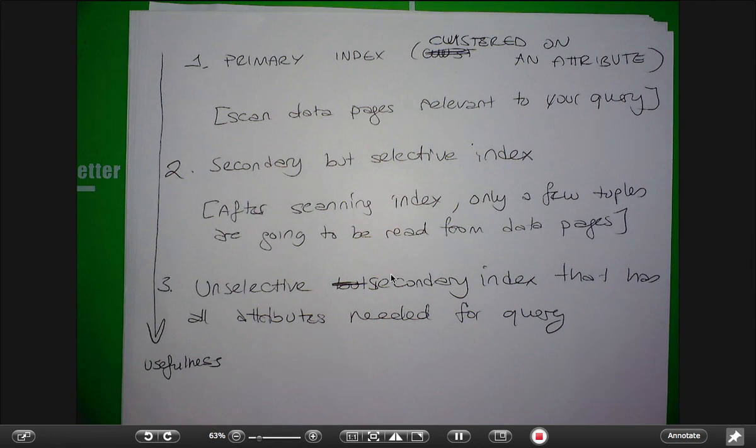After we are done with this part, I'm going to talk about database tuning. The most important part of tuning is to decide if there is a primary index that you want to use. If not, which secondary indices are useful. And after you are done with all this, you try to find if there are good unselective indices that can be useful for your database.